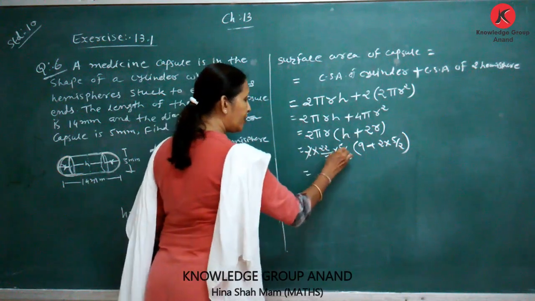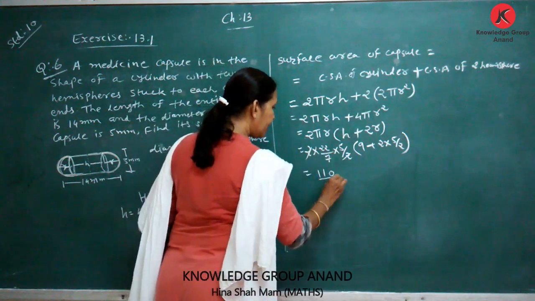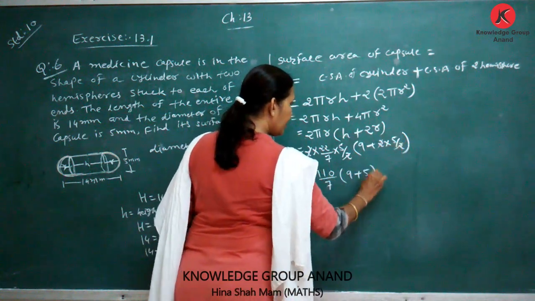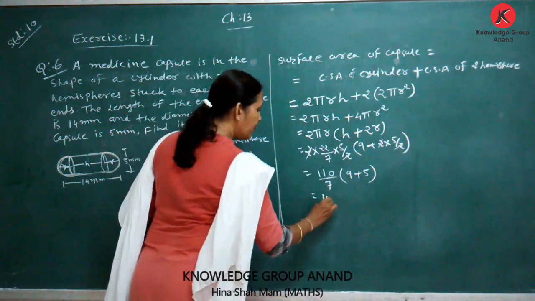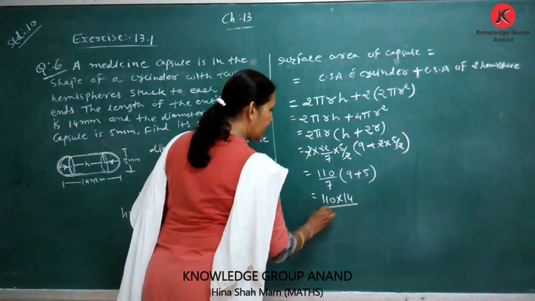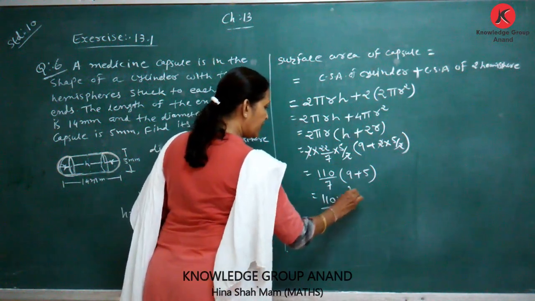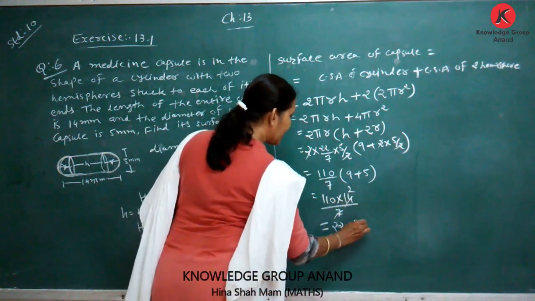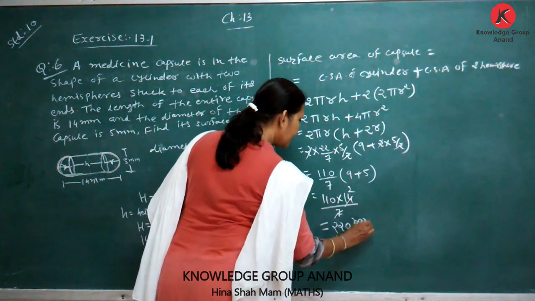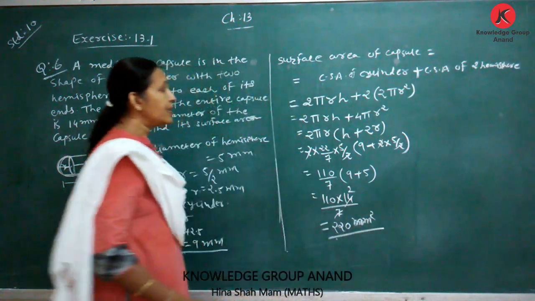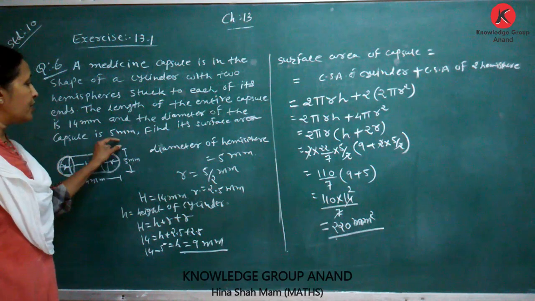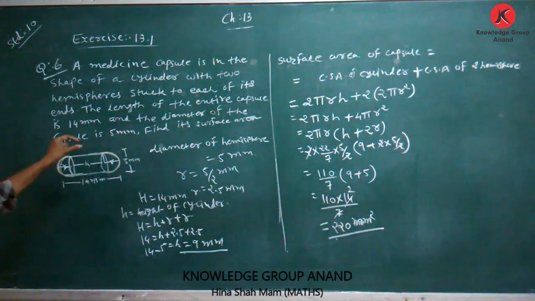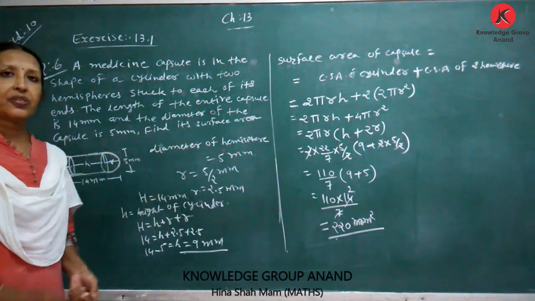2 cut. 22 5s are 110 upon 7. 9 plus 5 is 110 into 14 upon 7. 7 2s are 14, so 11 2s are 22, which gives 220 millimeter square. All units are in millimeter. Therefore, its area is in millimeter square.